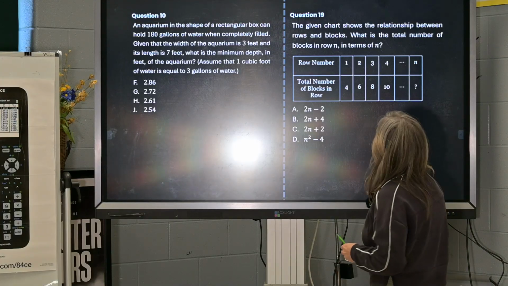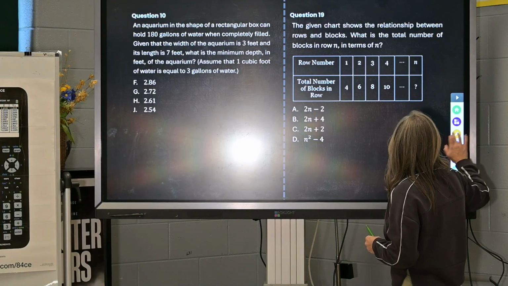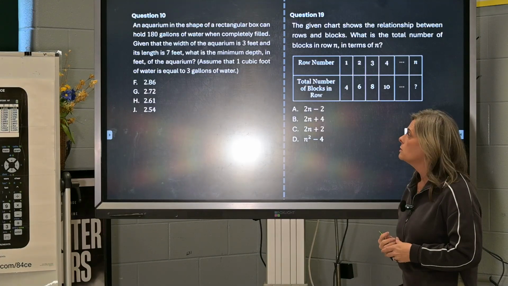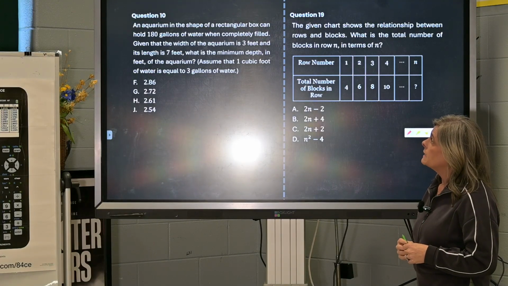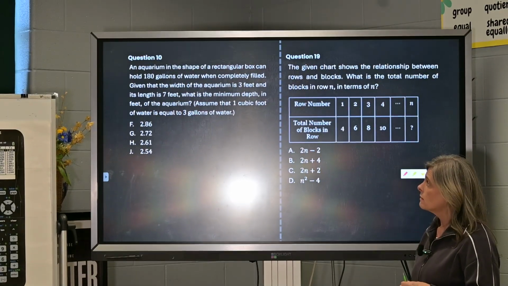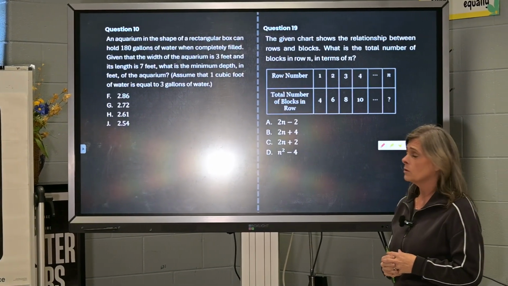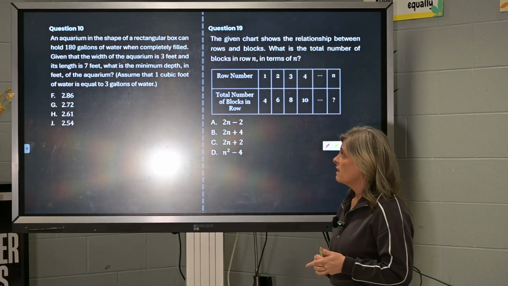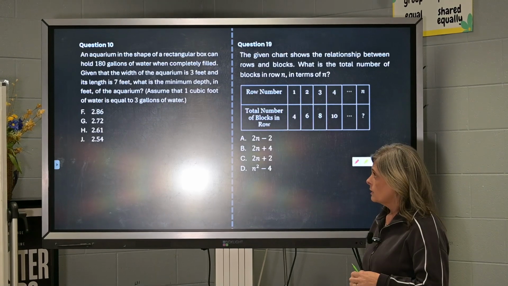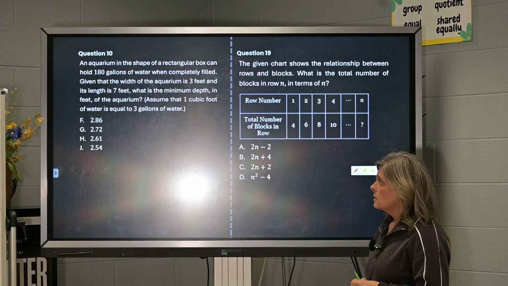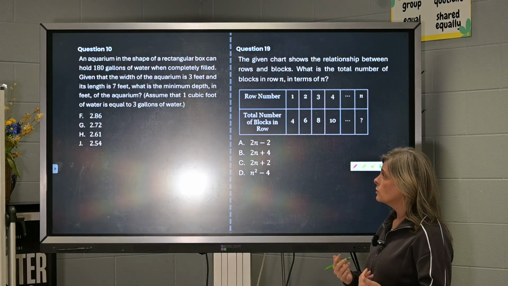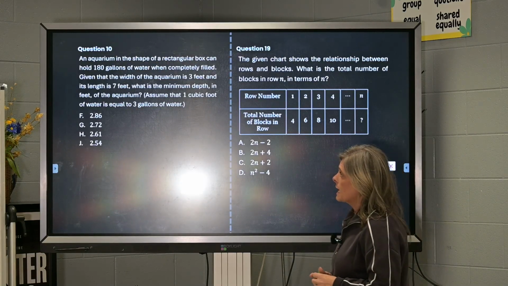All right, now we're going to do question 10 and question 19. I'm going to read question 10 to you. It says an aquarium in the shape of a rectangular box can hold 180 gallons of water when completely filled. Given that the width of the aquarium is 3 feet and the length is 7 feet, what is the minimum depth in feet of the aquarium? It also says, assume that 1 cubic foot of water is equal to 3 gallons of water.